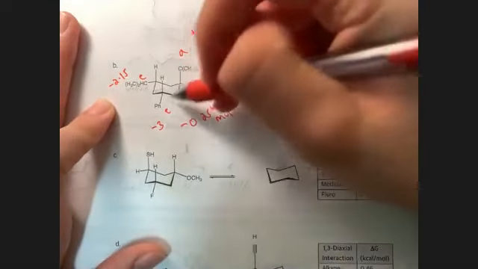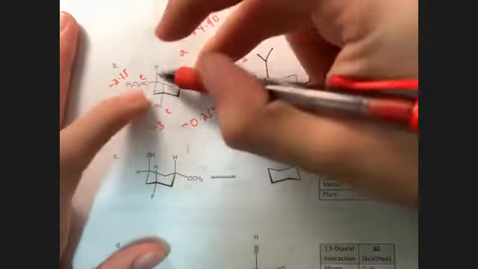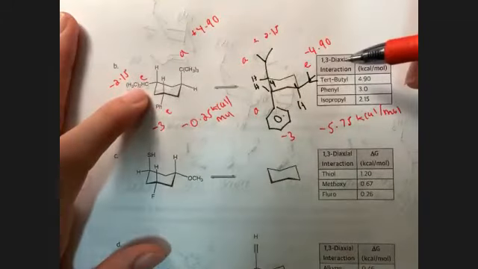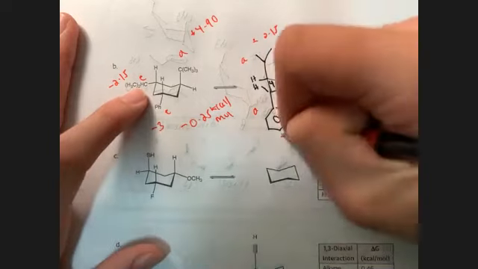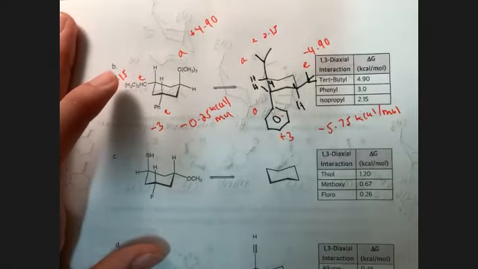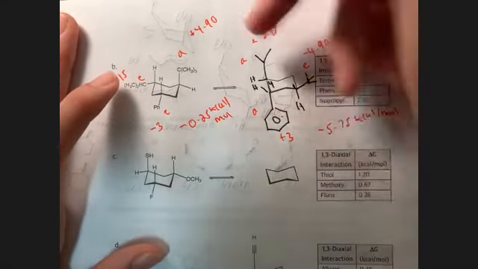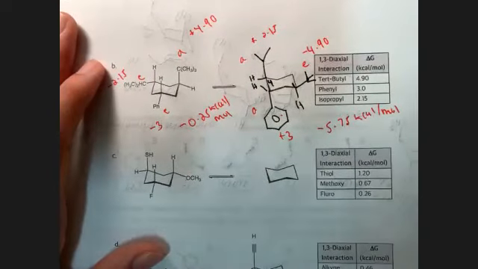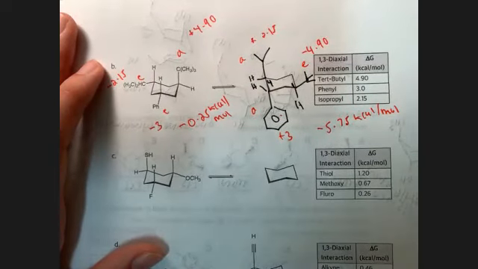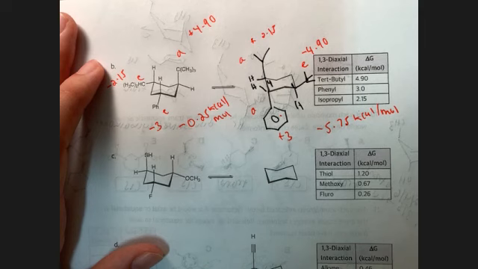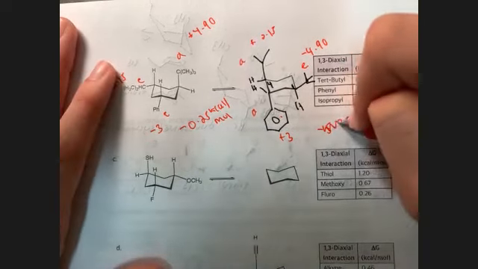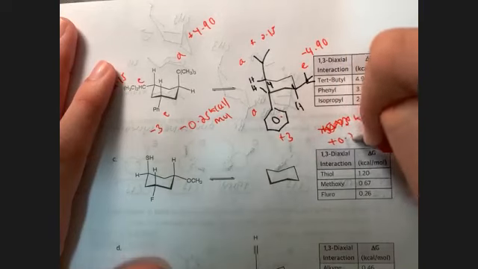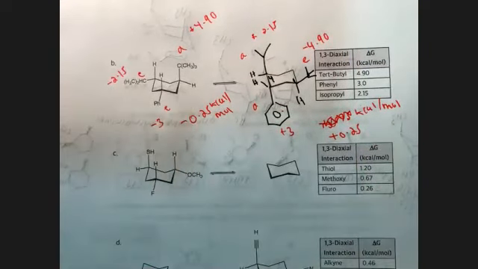Equatorial becomes axial, and that becomes axial. Should be +3. Thank you. Yes, I was like, something is not adding up here. So this cost me +3, this cost me +2.15, and then -4.90. So that gives me +0.25. Okay, so they should always be the same sign, just opposite.